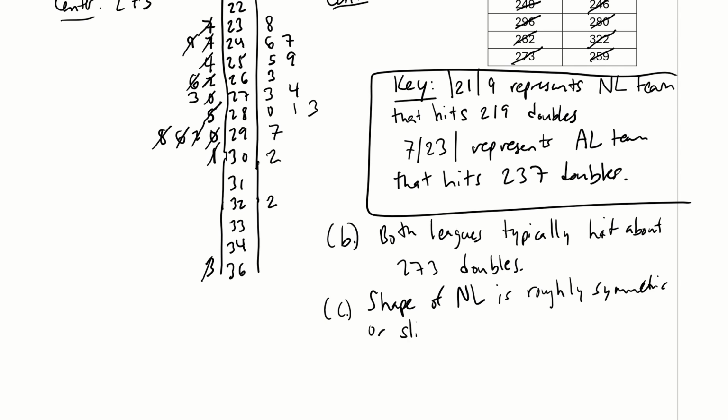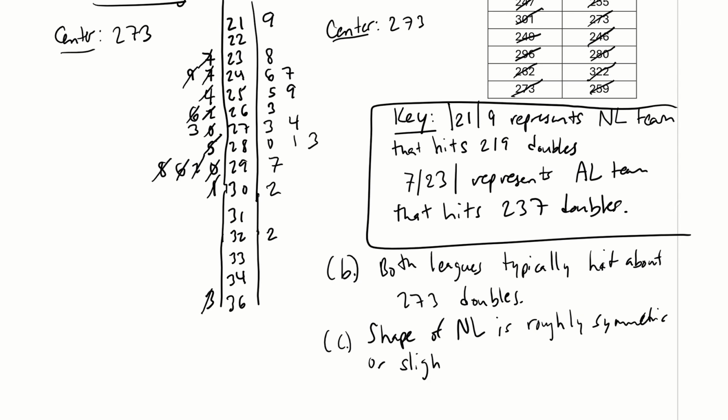Or slightly skewed left. It's slightly skewed left because if you look at this, it looks like it has a slight skew to the left. It's roughly symmetric, but there's a skew to the left where the smaller numbers on that left tail, which is the top tail in this case, look a little longer. So in this case, we'll say slight skew to the left.